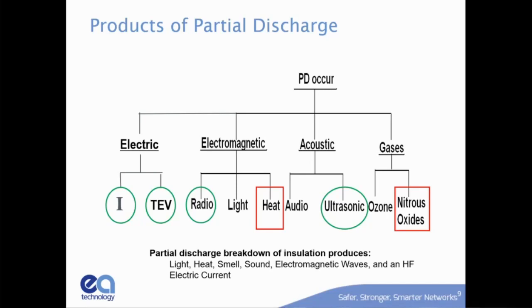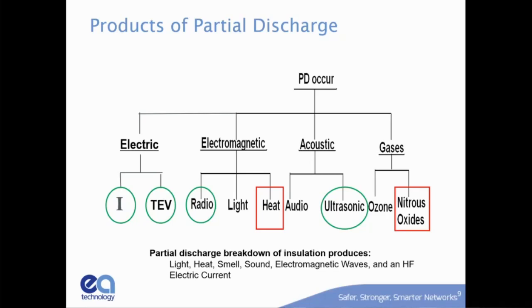The last two effects I'm going to talk about are electric. And so the first one is I, or current. That's that current I described. If I can measure that current directly, and that's what you do when you're doing an offline test. When you're doing a VLF test on a cable, you're looking at the current going down the cable from the discharge. Here, we're going to look at it a little differently, but if we can measure that current, then we can certainly see that there's PD going on.